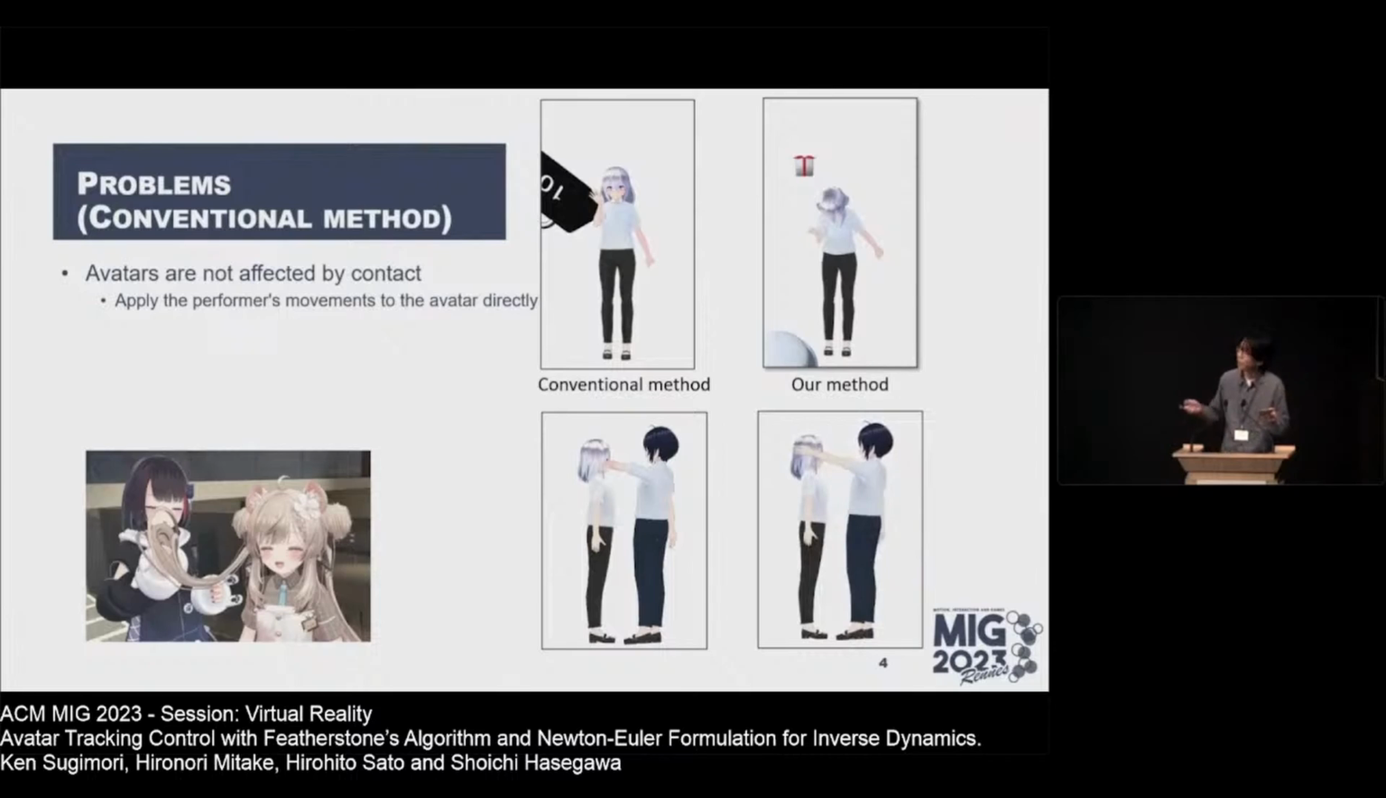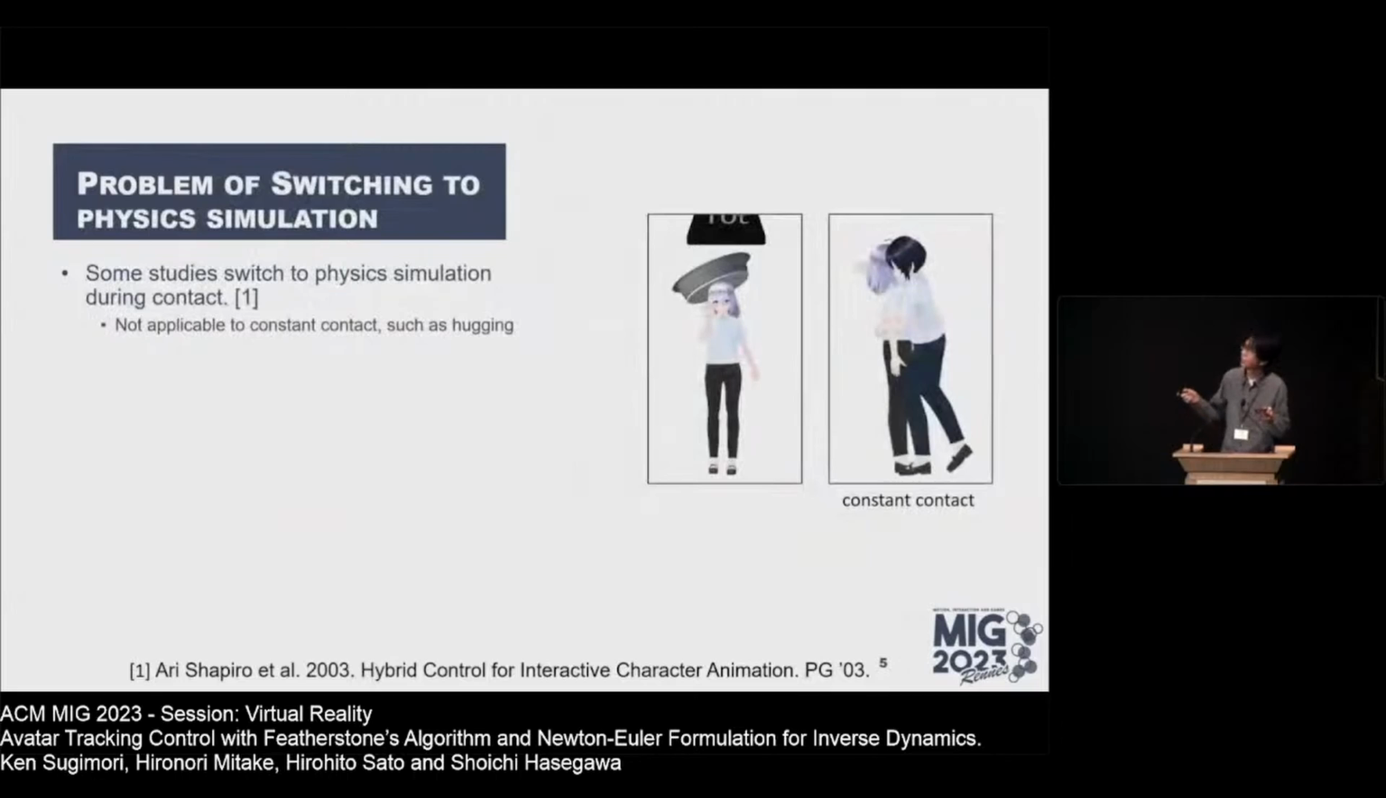The reason for these problems is that only object movements are physically simulated, while avatars' movements are not. To solve this, some studies switch to physics simulation during contact. However, this method cannot be used in our case because we are assuming constant contact, such as hugging. So we will make the physically simulated avatars track the performance movements.